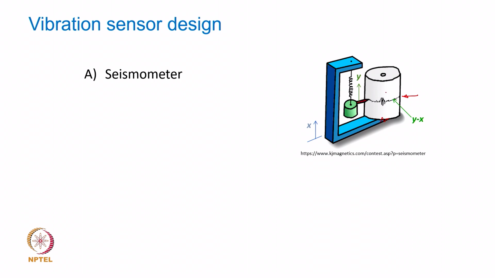Now, if this graph is to represent this x, then we say that the design is perfect, because our job is to trace out the motion of the ground on the piece of paper here. So, the design of this sensor should be such that the trace out on the piece of paper, y minus x, should be same as x.